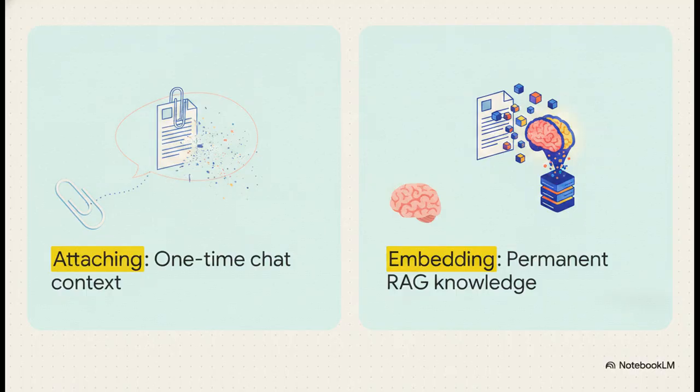Now, there are 2 distinct ways to chat with your files in the app. Attaching is when you just drag a file into the chat window for a quick one-time conversation. The model sees the full text, sure, but it's only active for that specific thread. Embedding, on the other hand, is permanent. It breaks the document down, securely stores it in a local database, and makes that knowledge available for every single future chat in that workspace. So if you're looking to build a permanent knowledge base, embedding is exactly what you want to do.